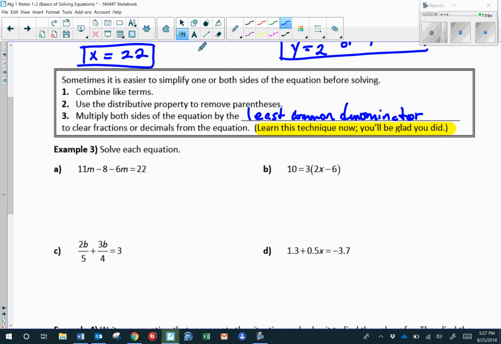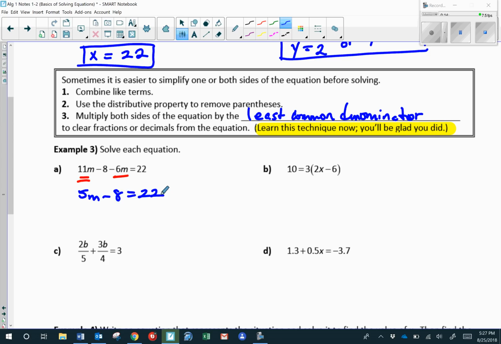Okay, there's no fractions in this first equation, so we are just going to do a few things to clean up the left side of the equation. Notice that we have a couple of like terms, 11m and negative 6m. So I need to combine their coefficients. That's going to give me 11m minus 6m is how many m's? 5 m's. So 5m minus 8 is equal to 22. Notice we haven't done anything to both sides of the equation yet. All we're doing is combining some things to make the left side look a little bit simpler.